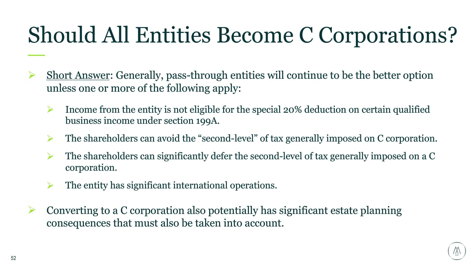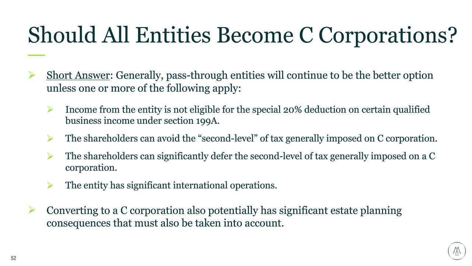And the final one is, as Roy touched on, a number of things in the international space that only apply to C corporations. For instance, the dividends received deduction, which is moving us onto this territorial scheme, is only a C corporation benefit. Pass-through entities do not get that. So if you have significant international operations, that might be another case where you want to look at moving some things to a C corporation if it can be done in a tax-efficient manner.